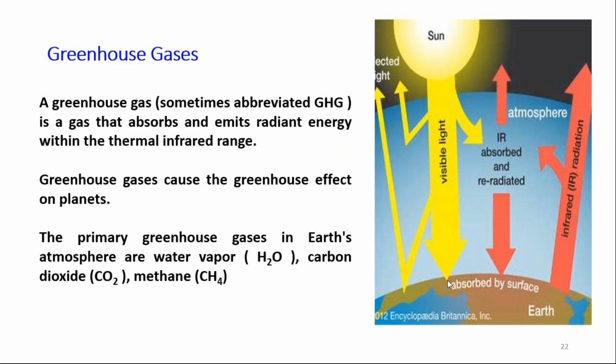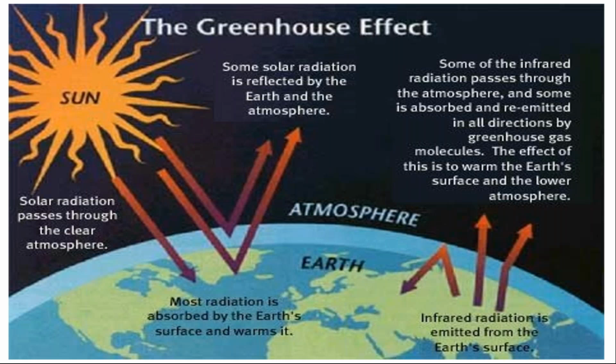From this diagram, you can easily understand that the visible light from the sunlight is going to radiate and be absorbed by the surface. Some of the radiations are going to reflect, some of the IR radiations are going to be absorbed by the greenhouse gases, and some are reflected back. So these greenhouse gases cause the greenhouse effect on the planet. The primary greenhouse gases on the earth are water vapor, CO2 carbon dioxide, and methane, CH4.